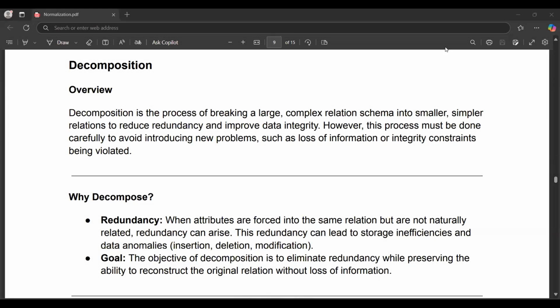Decomposition. Whenever we have anomalies formed due to redundant data or poor schema design, what we have to do is reform that relation so that it makes sense. So that's where our friend decomposition comes in handy.